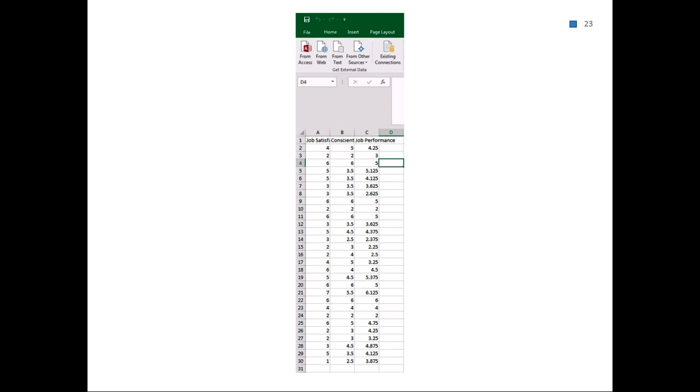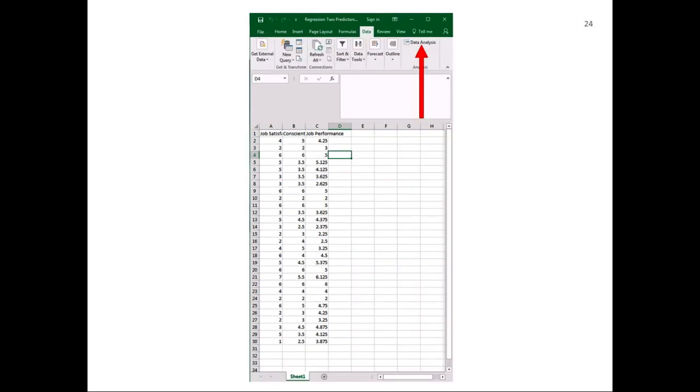Okay, so we're going to use the data set that should be on the example guide, I believe. If it's not, shoot me an email and I can send you this data set if you want to follow along. As you can see in this data set, we have job satisfaction, conscientiousness, and job performance. We're going to test whether job satisfaction and conscientiousness predict job performance when analyzed together. That would mean, in a regression, does job satisfaction predict job performance when controlling for conscientiousness? And does conscientiousness predict job performance when controlling for job satisfaction?